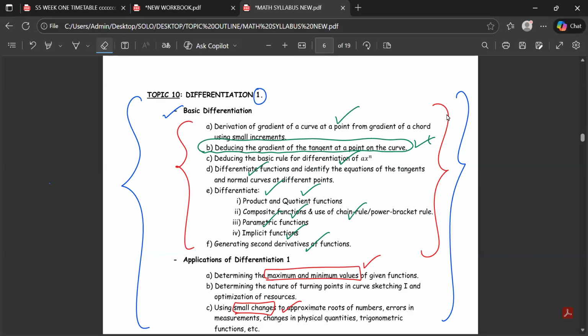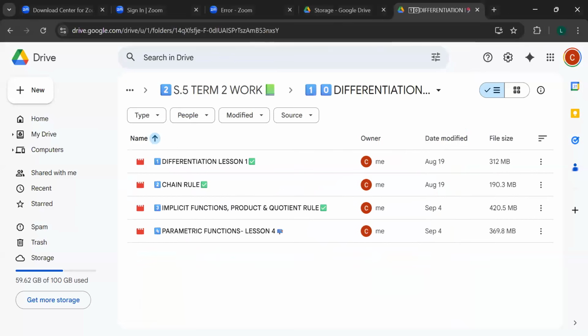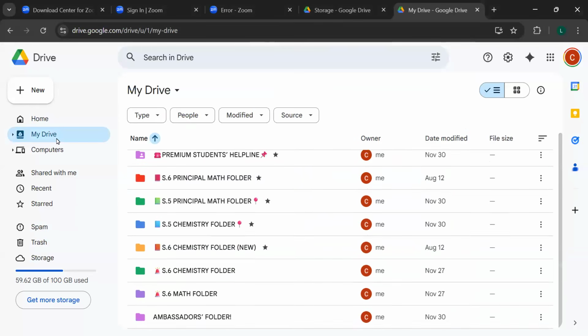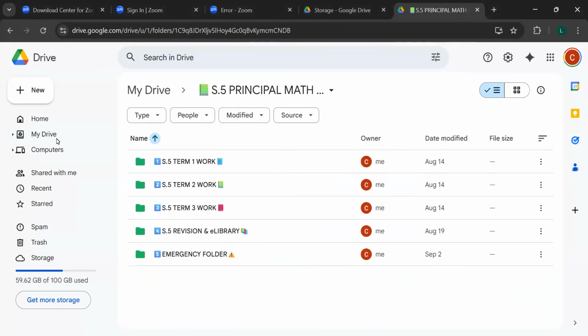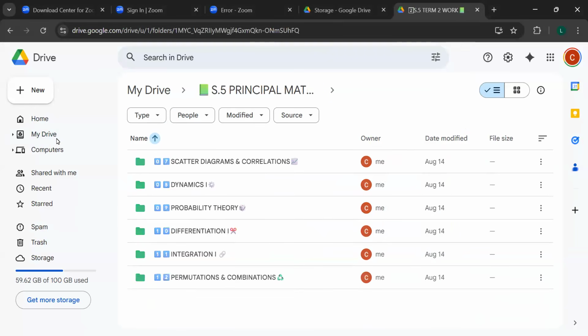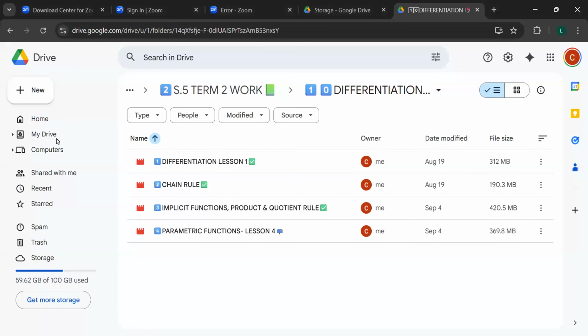Just to show you something small here, I don't know if you are in position to see my screen. I don't know if it is very visible. So this is our drive. When I check Senior 5 principal math, it's here. It is Term 2 work. The topic is differentiation 1, it's here. So this is what was covered a long time ago.